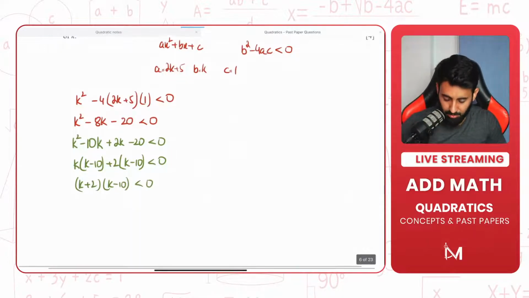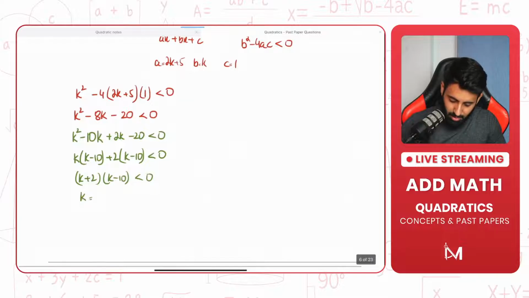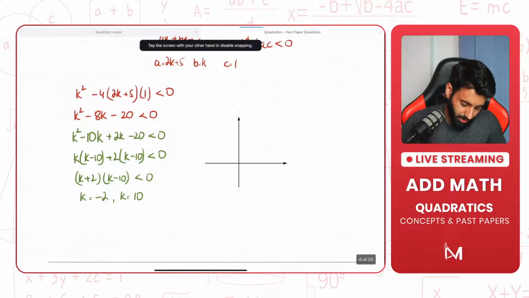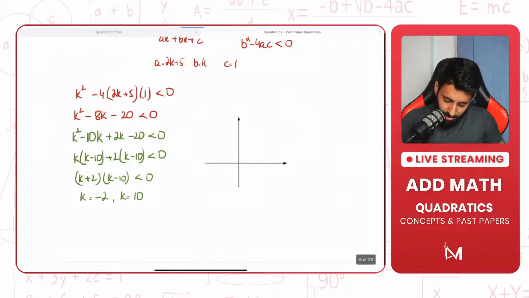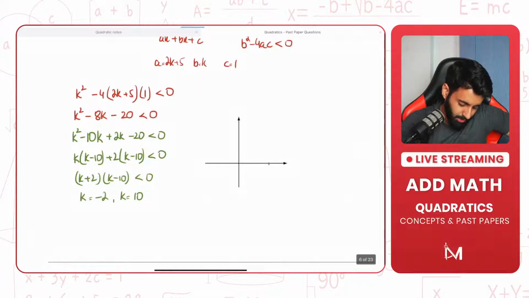Now if we were solving a quadratic equation, k would have been equal to minus 2, or k would have been equal to 10. But remember, we're solving a quadratic inequality. That means we want the range of k where this curve is less than 0. So the intercepts are 10 and minus 2. So let's make a rough quadratic curve.